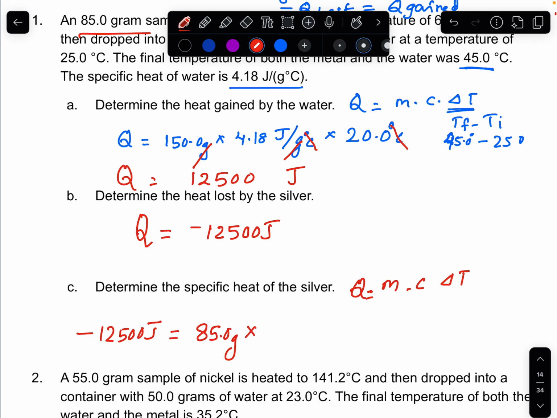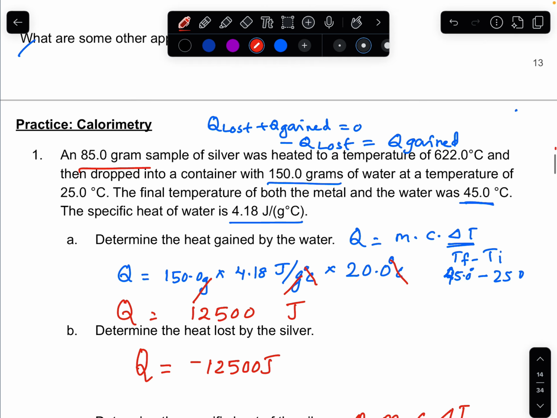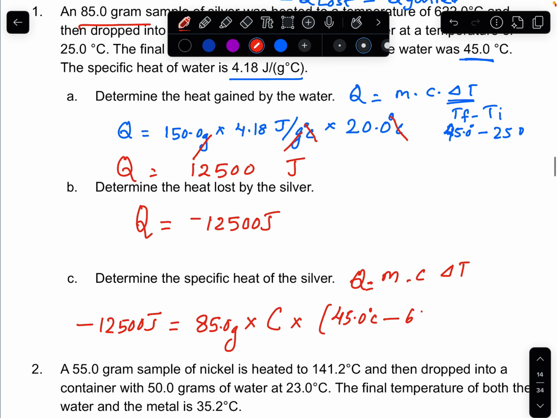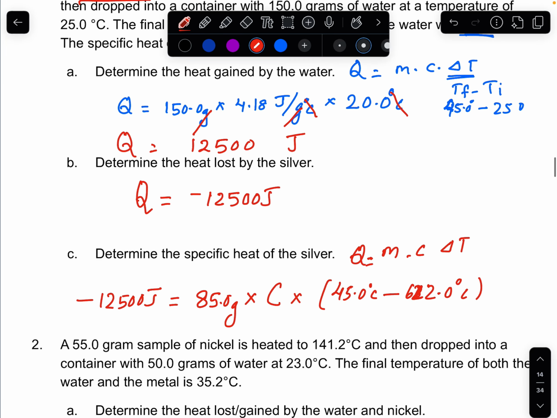85.0 gram times C, we don't know. Delta T: the final temperature is 45.0 degrees Celsius minus the initial temperature of the metal, which is 622.0 degrees Celsius. So you have to subtract this first, then multiply those values. If you want to do it, I will do it.